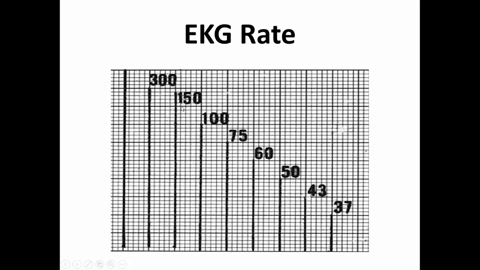So the other way you can do it is you can count the number of big boxes and take 300, divide it by the number of big boxes. So let's just say you have one beat here and your next beat's here. That gives you 5 big boxes between. 300 divided by 5 is a heart rate of 60. So you can either memorize 300, 150, 100, 75, 60, 50, or you can just memorize 300 divided by the number of big boxes between QRS complexes to give you the heart rate.